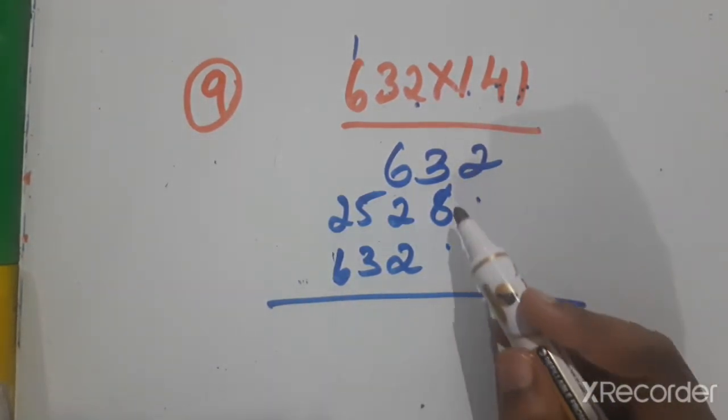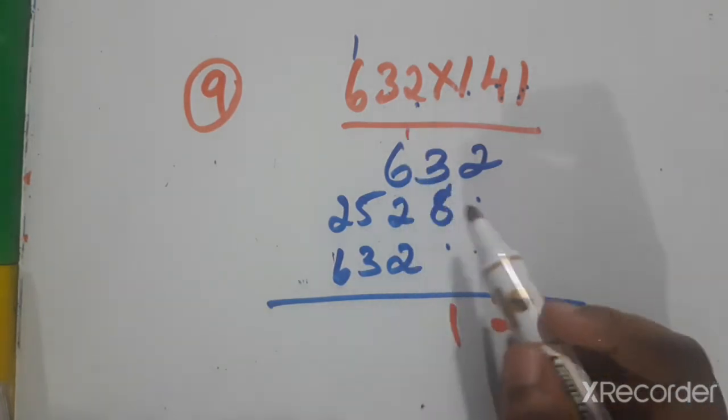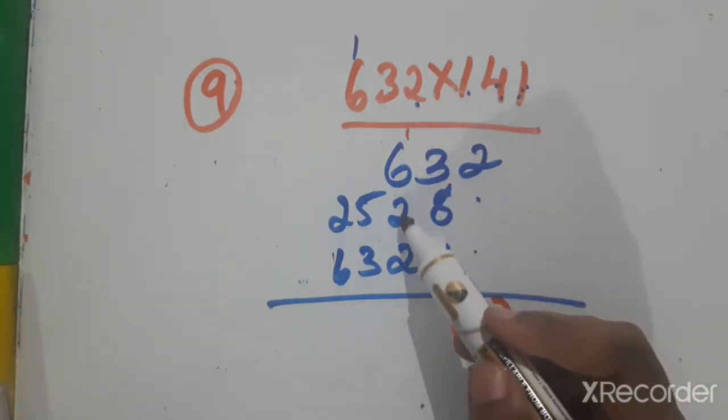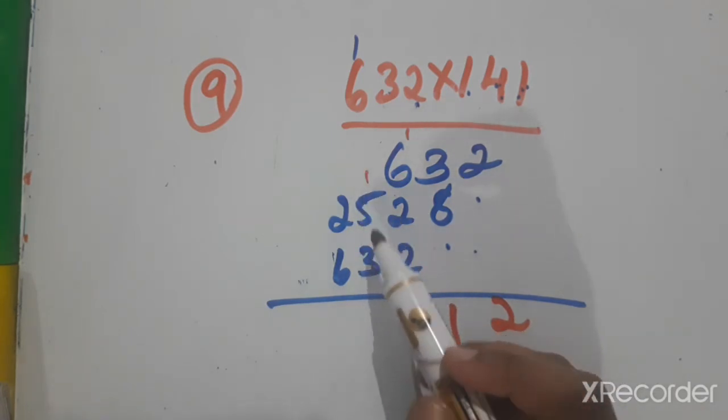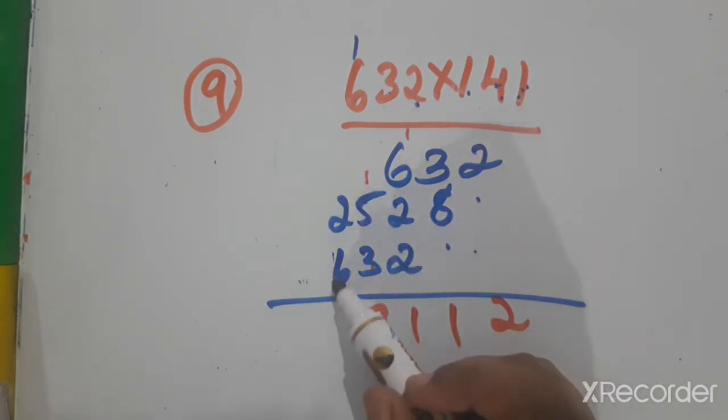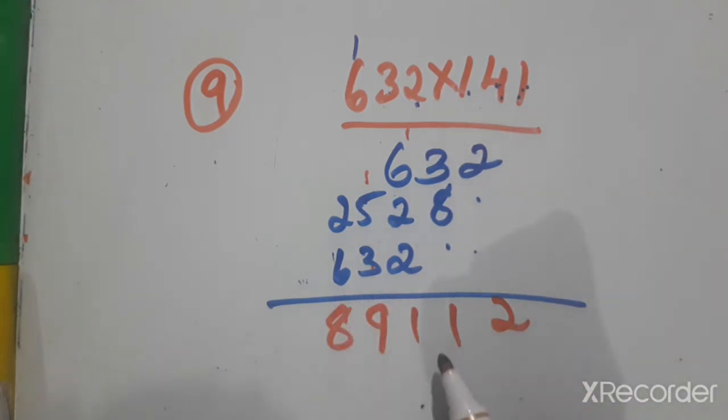2. 3 plus 8 is 9, 10, 11. So 1 carry out to next place. 1 plus 6 is 7. 7 plus 2 is 8, 9. 9 plus 2 is 10, 11. 1. 5 plus 3 is 8, plus 1 is 9. 6 plus 2 is 7, 8. Answer is 89,112.